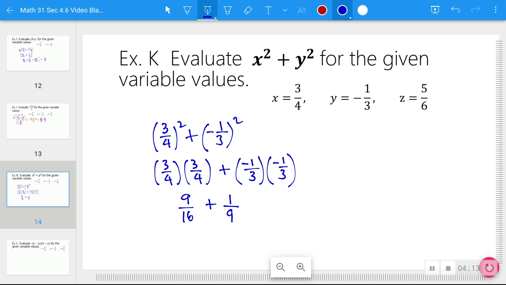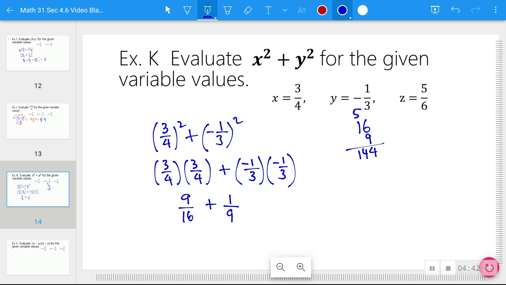Okay, we got to come up with a common denominator of 16 and 9. And sometimes it's a little hard to come up with that. So one easy way to get a common denominator is just multiply 16 times 9. You get 144 there.